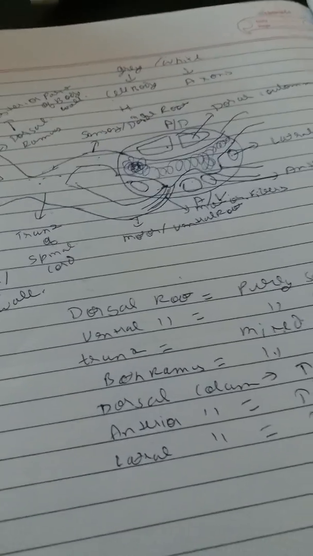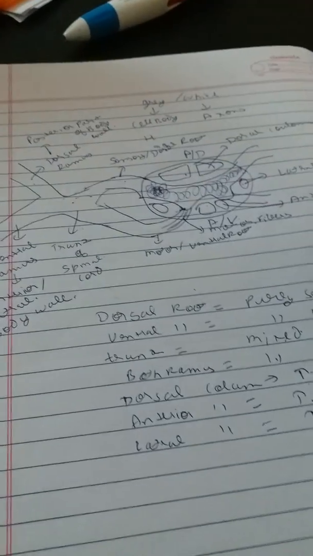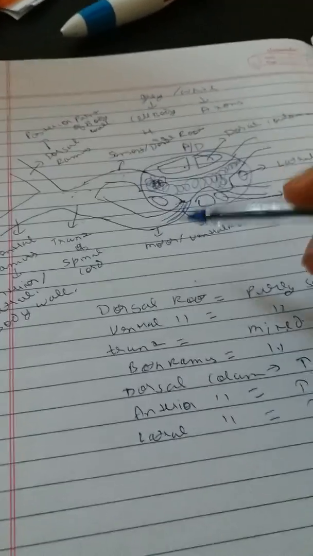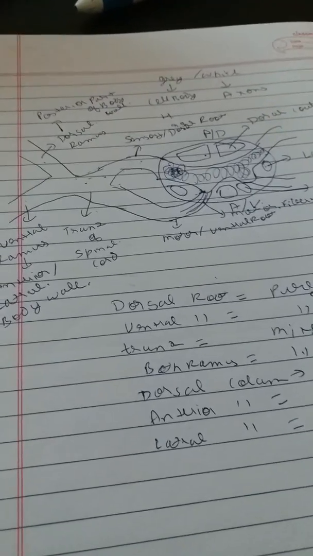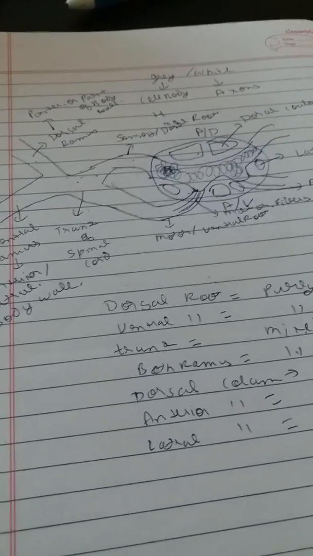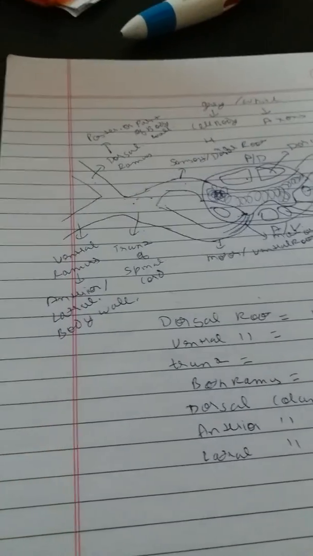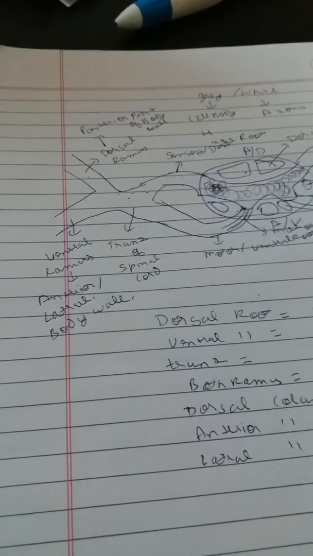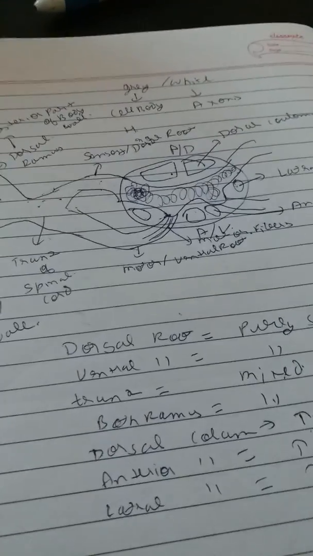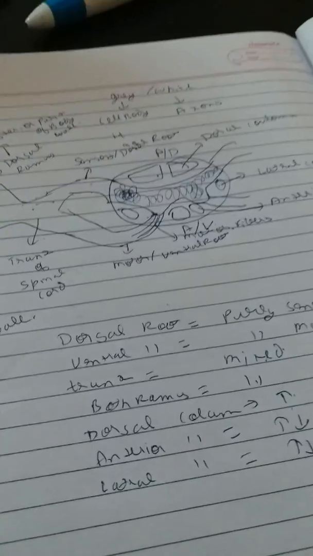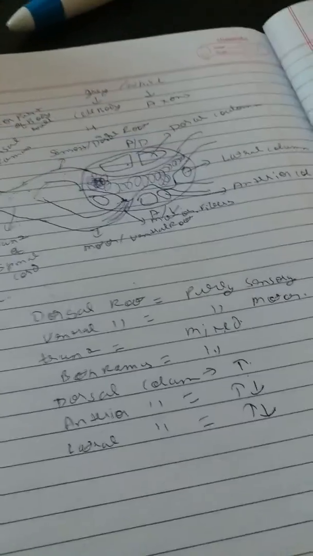I hope you guys understood the basic structure of the spinal cord. I hope you know by watching this video what is the grey matter, what is the white matter, what are the sensory and the motor roots, what is the trunk of the spinal cord, what are the ventral and the dorsal rami of the spinal cord, and what kind of fibers are there. And I hope you know what the dorsal columns are, what the different types of columns are, and what the ascending and descending tracts are from this video.